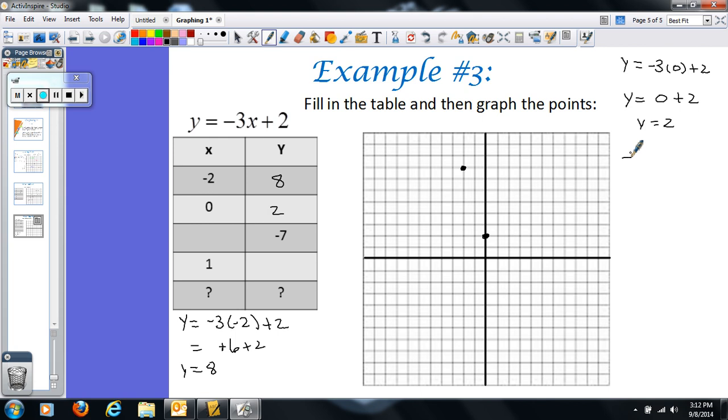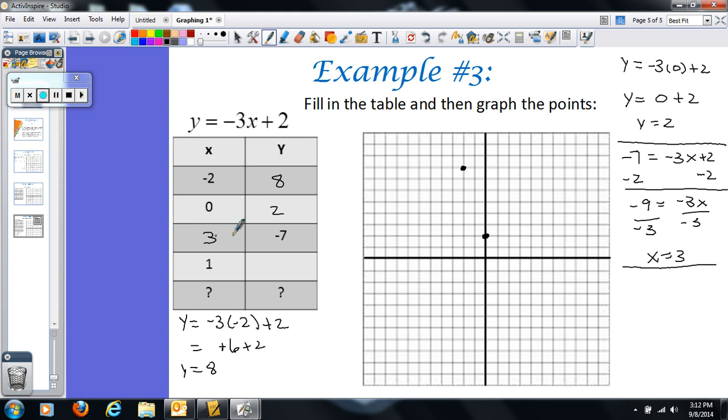Now I have negative 7 for the y equals negative 3x plus 2. Now we have to solve. Subtract 2 to both sides. You get negative 9 equals negative 3x. Divide by negative 3. You get x equals 3. So I've got 3. 1, 2, 3. Down 7. 1, 2, 3, 4, 5, 6, 7.